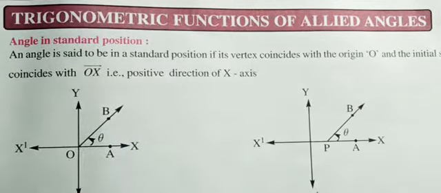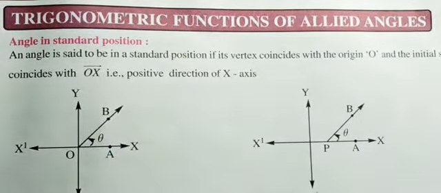We know already that sine of minus theta is equal to minus sine theta, or cos of minus theta is equal to cos theta, or sine of 90 minus theta is equal to cos theta, cos of 90 minus theta is equal to sine theta. That's all.